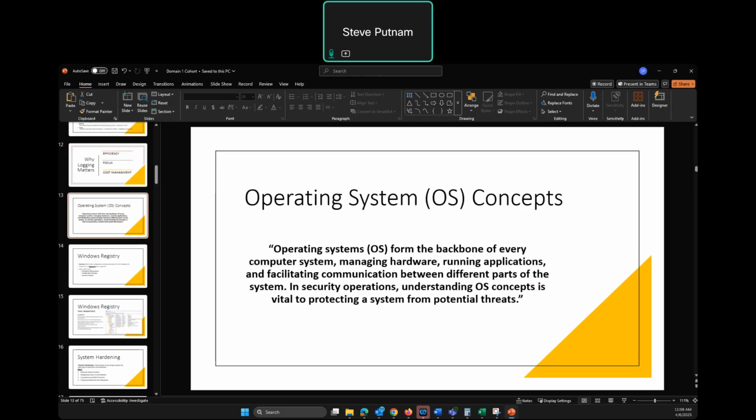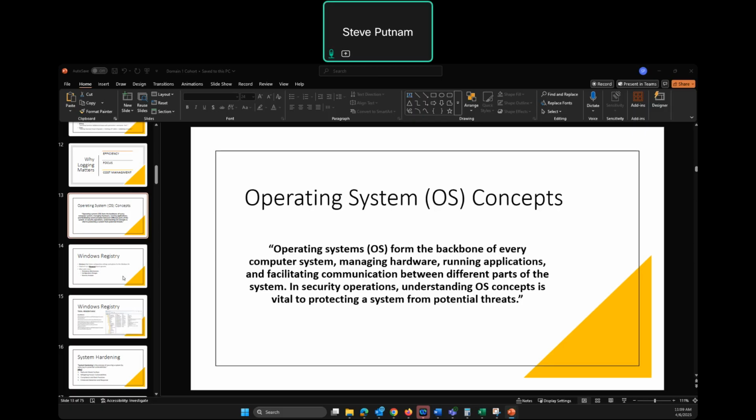Operating system concepts. Operating systems, or OS, form the backbone of every computer system. The operating system manages all the hardware, runs the computer system, runs all the applications, and facilitates communication between all the different parts of the system and the hardware as well. So in security operations, understanding OS concepts is literally vital to protecting a system from potential threats.